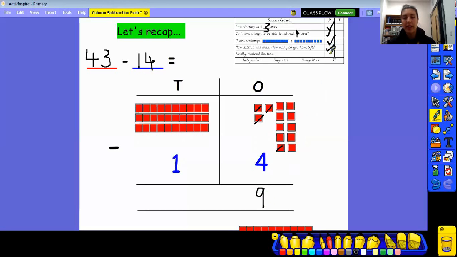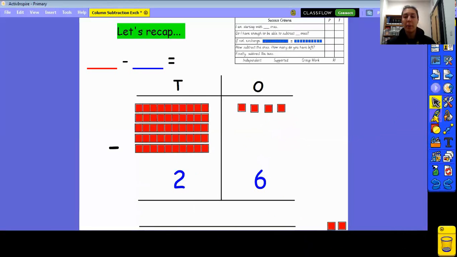And now that I've worked out how many ones I have left, I can finally subtract my tens. So I'm starting with 3 tens, and I'm going to subtract 1 of those tens, and that leaves me with 2 tens. So 43 take away 14 equals 29. Well done.